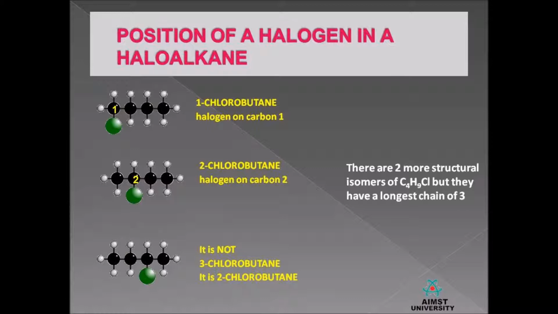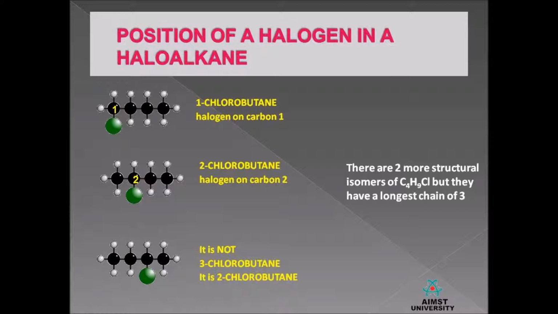2-chlorobutane has a halogen atom attached to the second carbon atom. But we cannot call the third structure 3-chlorobutane. It is 2-chlorobutane, because there are no other functional groups attached, so we have to count the carbon from the end nearest to the functional group. Moving the chlorine along the carbon chain makes new isomers. The position is measured from the end nearest to the functional group. The third example is not a 3-chlorobutane, it is a 2-chlorobutane.